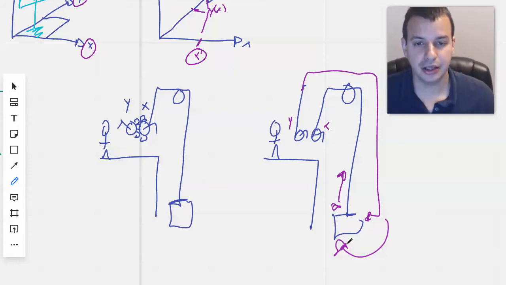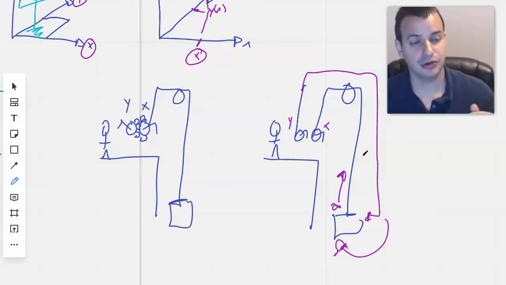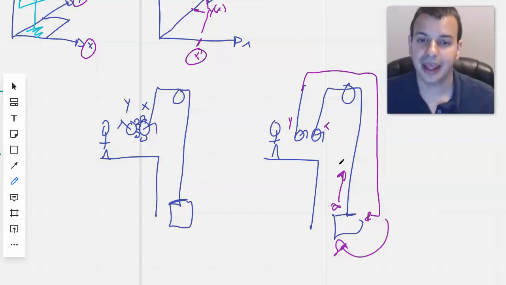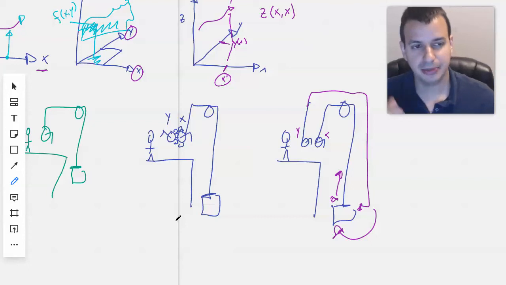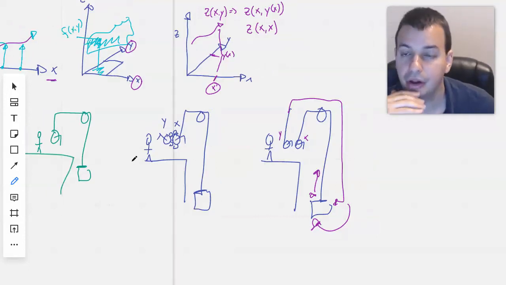This would be two independent inputs, because you can adjust x however you'd like, and you can adjust y however you like. They're not connected to each other, and the result will be a two-dimensional system where you have a block that's moving both up and down, but also rotating. And so that's what we mean by one independent variable or two independent variables.